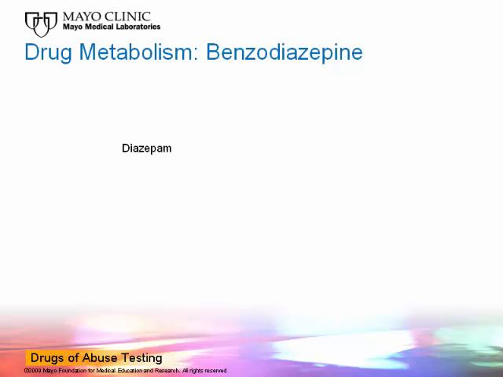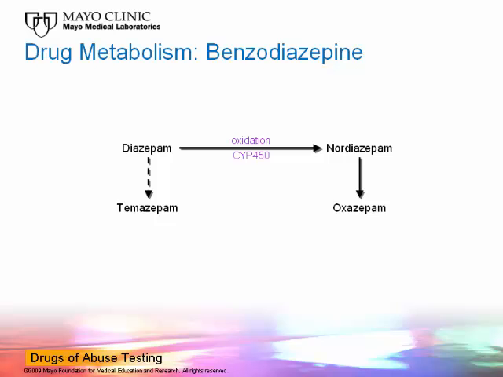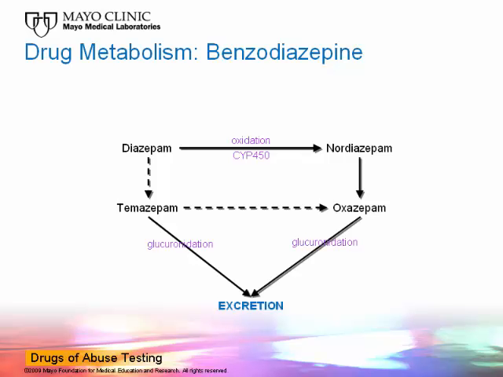Now, I had kind of alluded to the fact that benzodiazepine metabolism was complex, and here's what I mean. Diazepam, which of course is a prescription drug, is metabolized to nordiazepam, which is also a prescription drug. And nordiazepam is then metabolized to oxazepam, which is also a prescription drug. Now, diazepam also has another pathway which is metabolized to temazepam, which then again is metabolized to oxazepam. And just when you thought it was simple, both temazepam and oxazepam are glucuronidated and excreted.